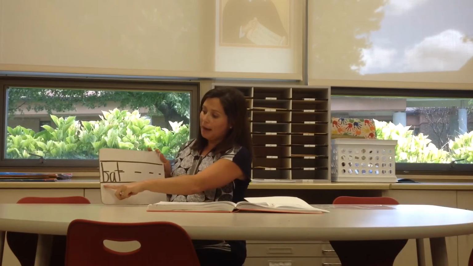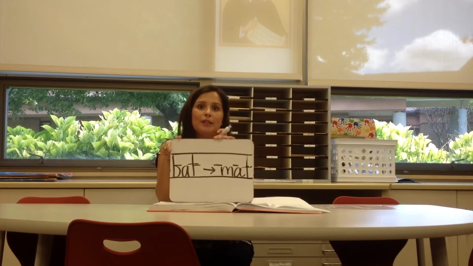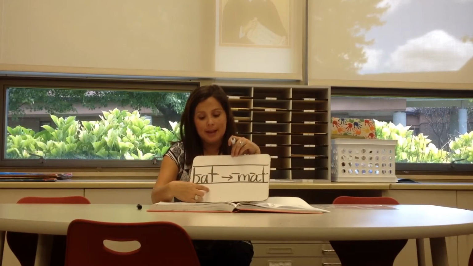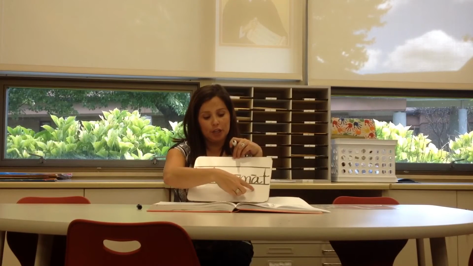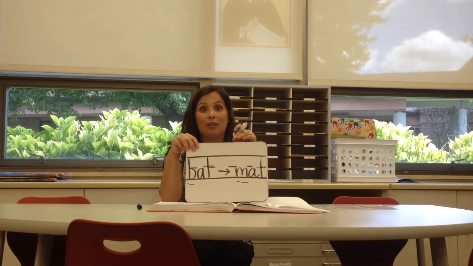So if I wanted to change bat to mat, I would write bat and then draw an arrow, and then I would change it to mat. So on the homework, I do want to see these 2 separate words. Don't have your child just write what you're changing it to. Have them write the word and then the new word that you're changing it to. Again, you're changing all of the beginning sounds.